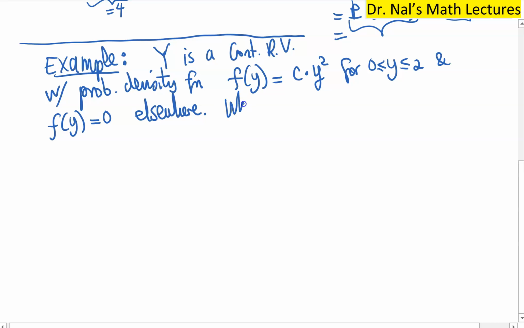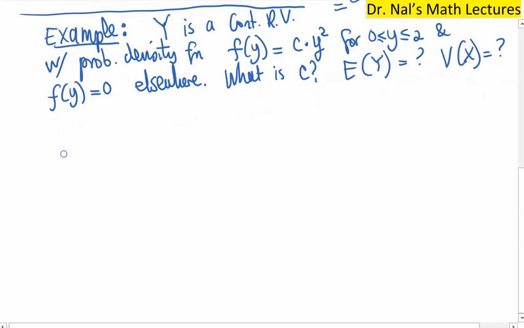Given this, we want to find what the value of c should be. First of all, what is c, and second of all, once we find c, I want to find the expected value of this random variable y, and then the variance of that random variable y. Like I said, we will end up using calculus techniques to solve this, because that's the standard method for dealing with continuous random variables.